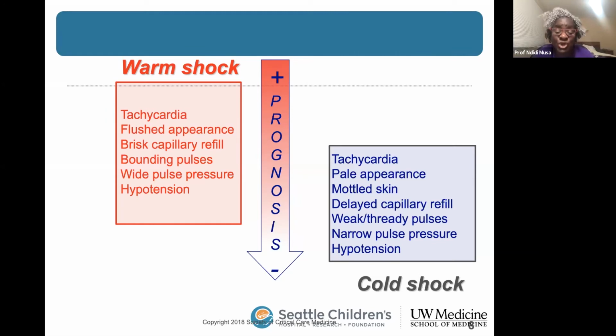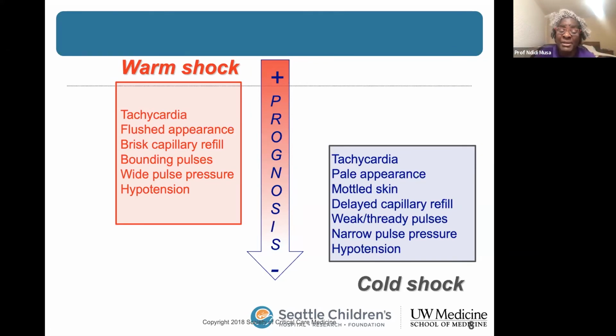Whereas in cold shock, you have a pale appearance, you have mottled skin, you have delayed cap refill, weak and thready pulses and a narrow pulse pressure. So in warm shock, because of the vasodilation, you have a widened pulse pressure. In cold shock, because of the vasoconstriction, you have a narrow pulse pressure. Both of them have hypotension and tachycardia.